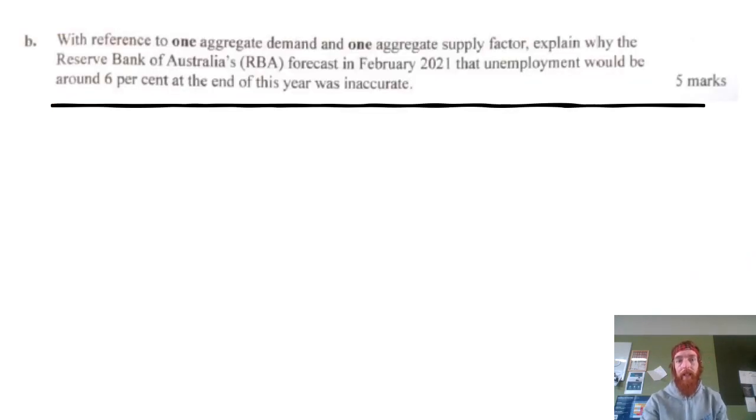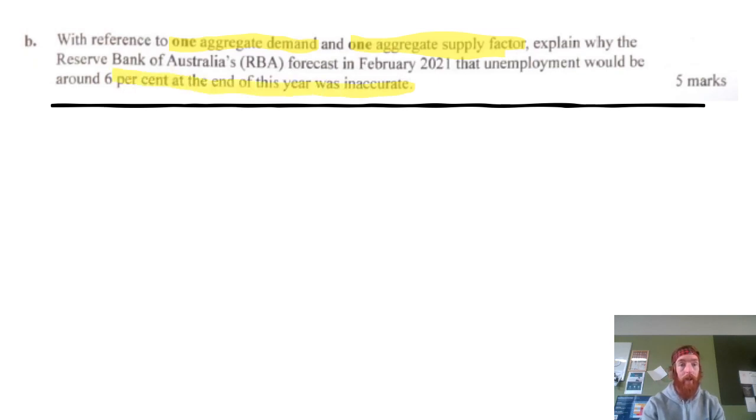Then we've got 1B. With reference to 1 aggregate demand and 1 aggregate supply side factor, explain why the RBA forecast in February 2021 that unemployment would be around 6% by the end of the year was inaccurate. What I find interesting about this is that VCAA is kind of just shooting their shot, because they would have written this in around May, and they would have been guessing that unemployment would not be around 6% at the end of the year. It's 5.2% now. So there we go. So why it is inaccurate.